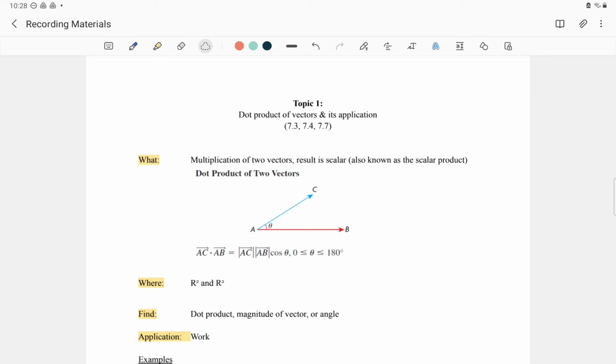Dot product can be simply defined as the multiplication of two vectors for which the result is a scalar quantity. And for this reason, it is also known as the scalar product.